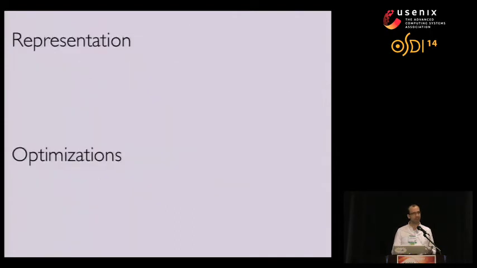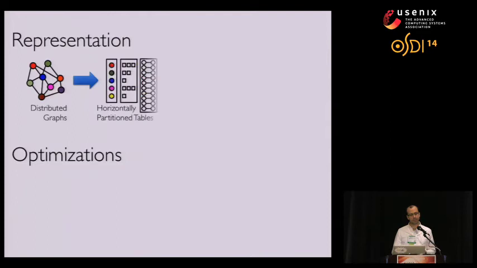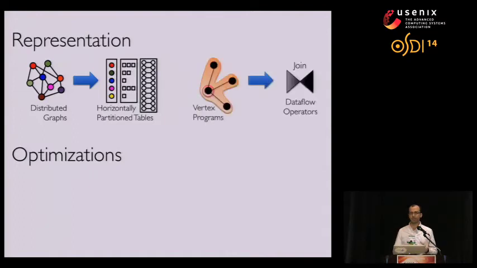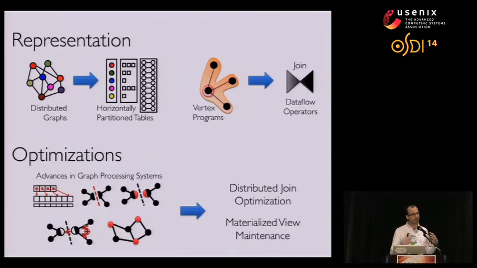Now, in this work, in GraphX, we want to think about how we can reinterpret that representation and those optimizations in the context of this general purpose data flow framework. So when we think about representation, we're going to have to answer how we represent a graph as a collection of horizontally partitioned tables, and how we represent the vertex programming model, these graph computational patterns, as general purpose join or data flow operators. And finally, how we're going to take that representation and exploit the optimizations previously developed in specialized systems in the context of this more general purpose data flow framework.